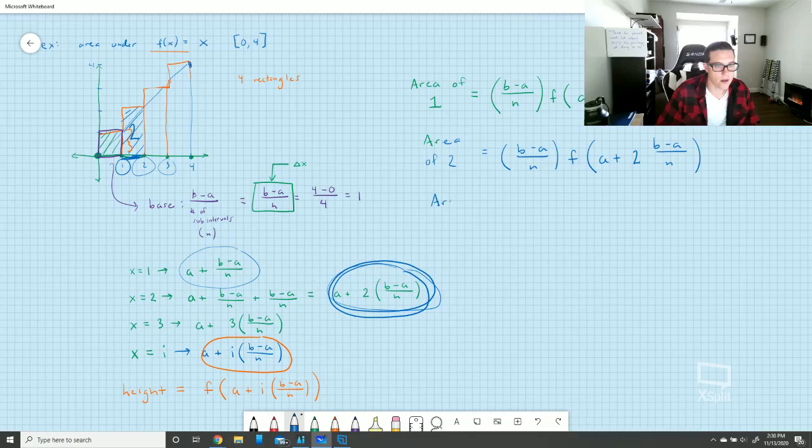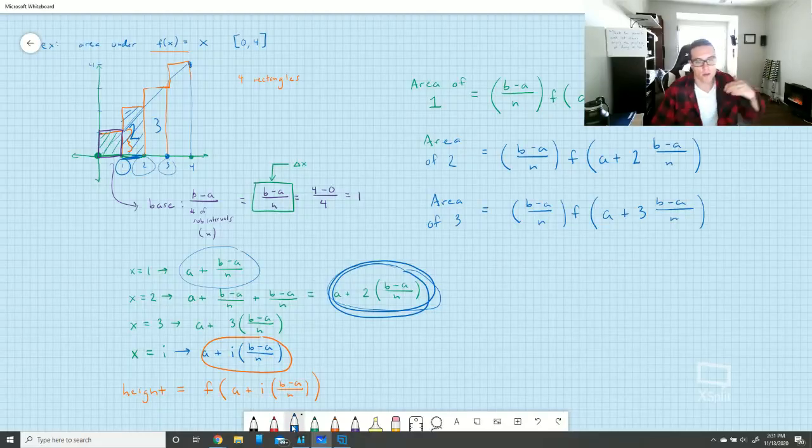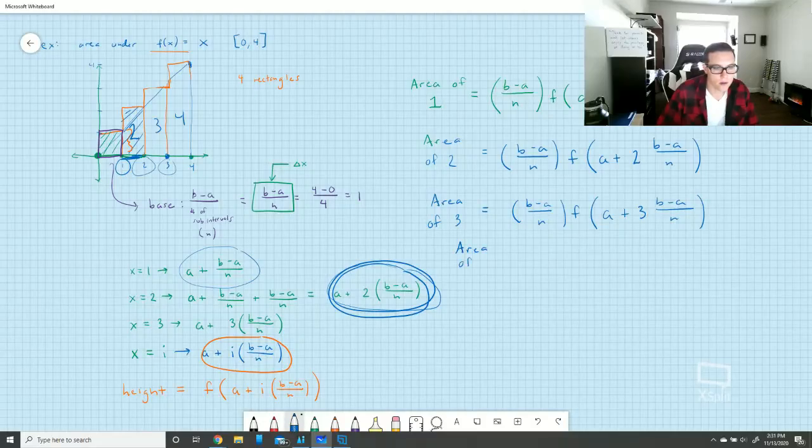The area of 3 is equal to, again, (b minus a) over n, times f of, again, a plus, but let's get to the third. And essentially, that gets you to x equals 3. It's our a value, 0, plus 3 base lengths gets you here, and you plug that x value in to get f, the y, or the height of that rectangle. And then you need one more, so the area of 4 is equal to one more, (b minus a) over n times f of a plus, nope, not 3, 4 times (b minus a) over n.